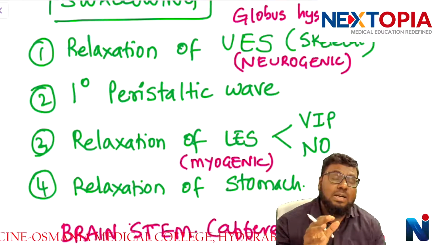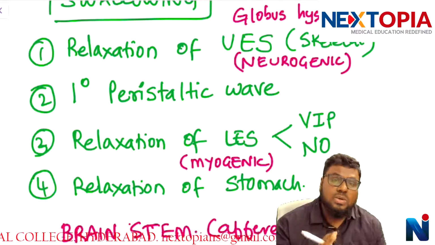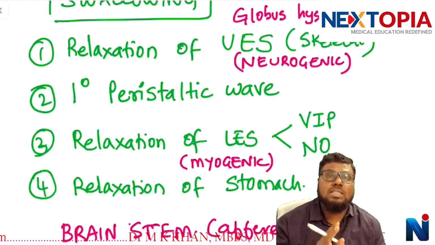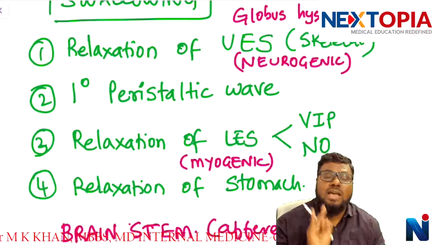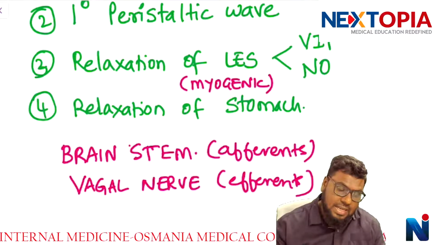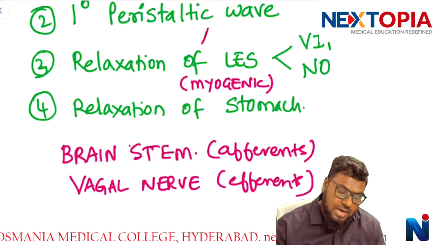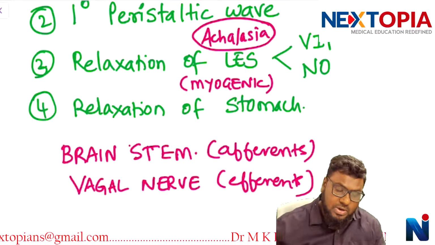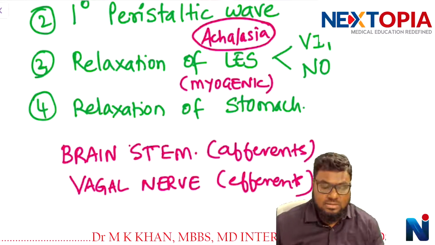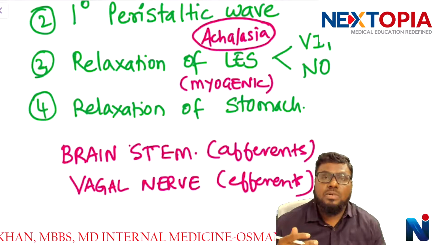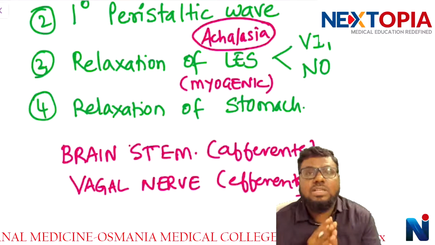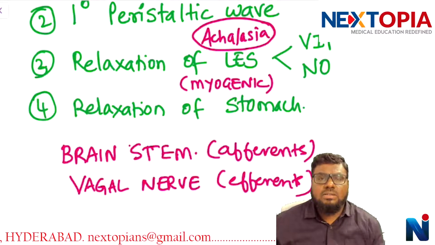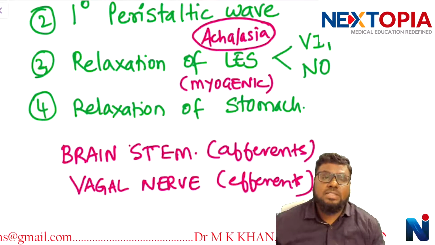Remember, the relaxation of the upper esophageal sphincter is under neurogenic control, whereas lower esophageal sphincter relaxation is purely myogenic smooth muscle control, because the relaxation is brought about by two things: vasoactive intestinal peptides and nitric oxide. There is a condition called achalasia cardia. In achalasia cardia, there is constriction of the lower esophageal sphincter. So what is the treatment of achalasia cardia? You give nitrates. Nitrates increase the nitric oxide, and thus they cause relaxation of the lower esophageal sphincter. We'll discuss this in medicine again. This is how physiology is helping in understanding medicine.